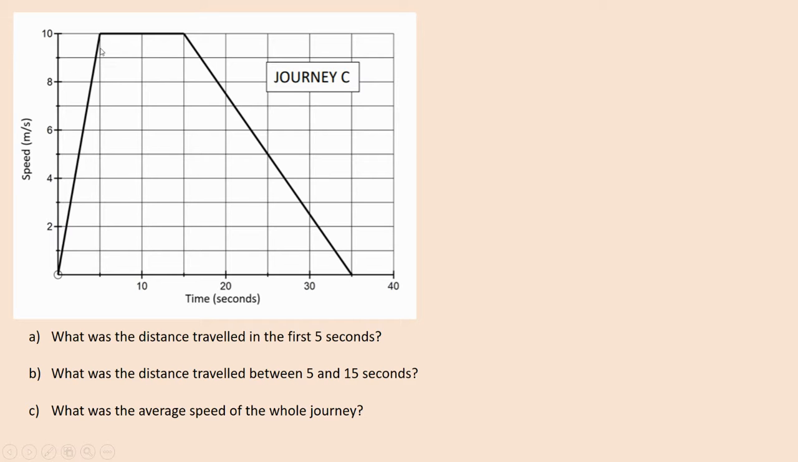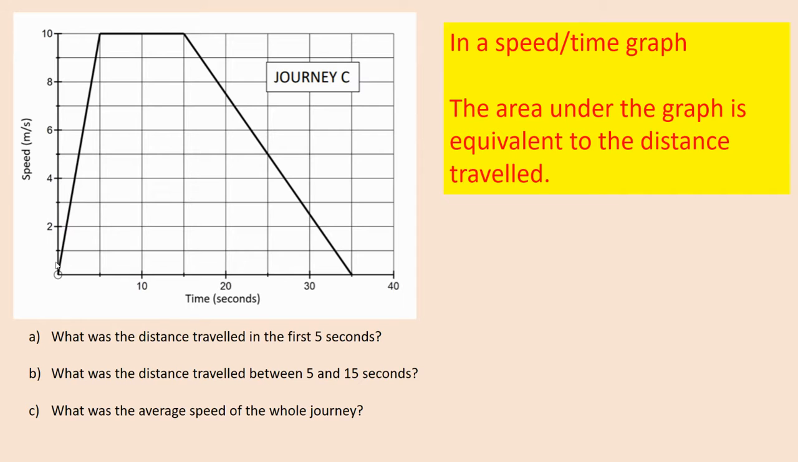And remember, this line here that has a positive gradient is showing me acceleration. And the acceleration means that the speed then is increasing and getting faster and faster over that period of time. So it's not a constant speed. And actually, we need to do this in a different way. So the first thing and the most important thing that you need to learn for this lesson is how you actually calculate the distance travelled from a speed time graph. So the area underneath the graph is actually equivalent to the distance travelled.